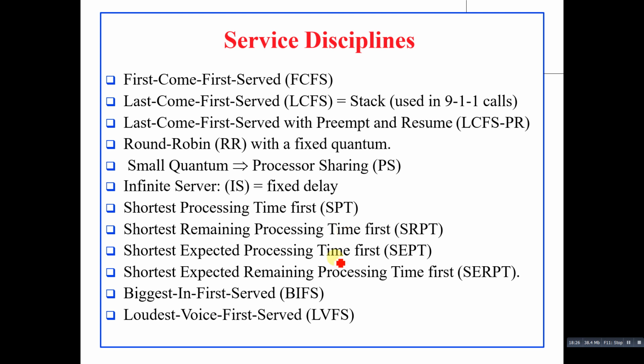Shortest expected processing time first, meaning some jobs have random processing times. They don't have a deterministic or specific time to finish, but you expect these jobs can be finished earlier than the others, so you will select SEPT. Shortest expected remaining processing time first is similar to expected processing time first, just an extension.